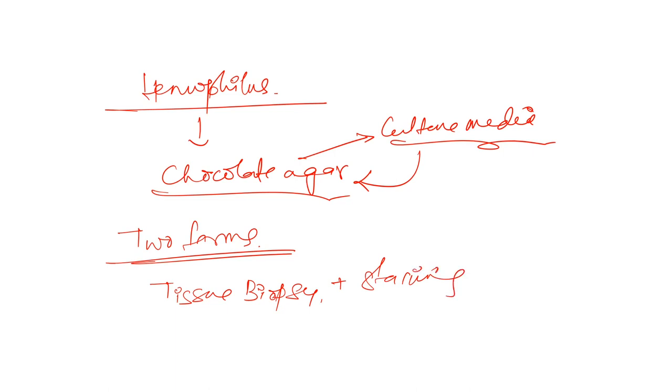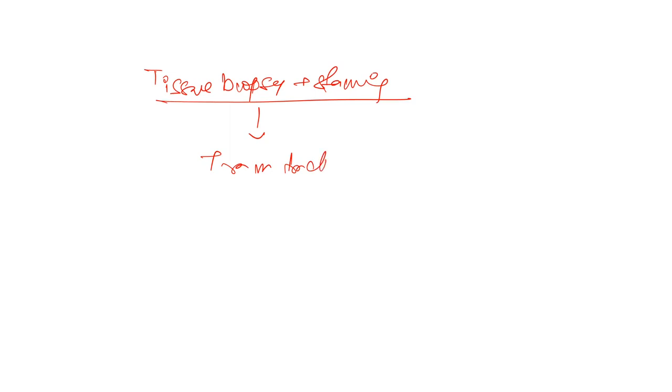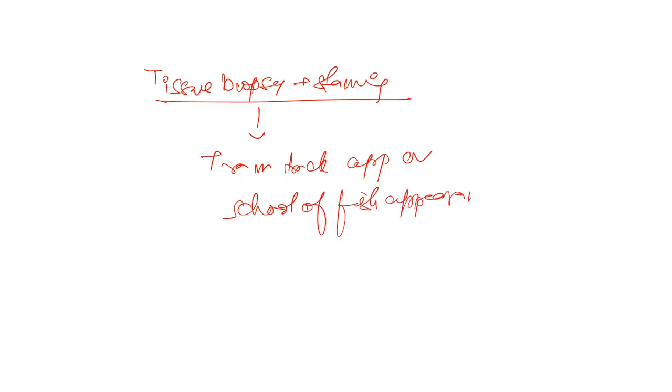If we do tissue biopsy and staining, we see something called tramtrack appearance, and school of fish appearance. We have to remember this too. Let me write it again. What will happen if we do tissue biopsy and staining? We will get tramtrack appearance or school of fish appearance. Understood.